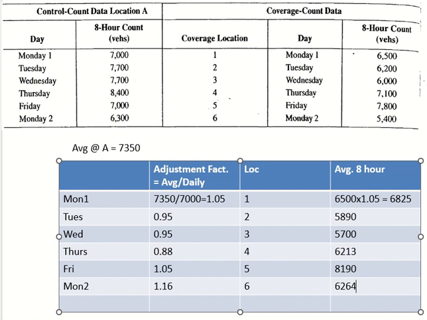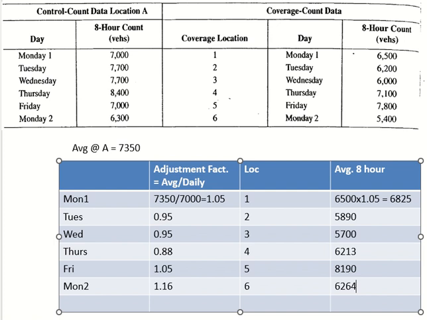Okay, daily counts were given. I wanted to convert them into average. I calculated the average for the control, and the adjustment factors for the control. Then I use daily into the factor to calculate the average. Clear? Okay.